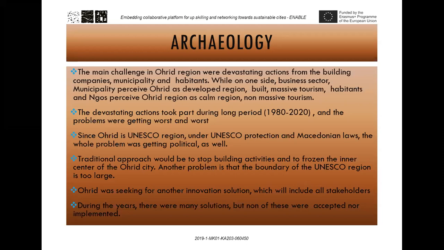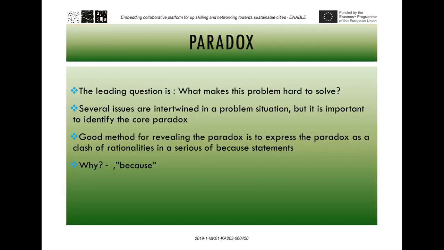Another problem is that, as I mentioned before, the boundary of the UNESCO region is very large. It's almost 100,000 hectares. So just imagine stopping all the building activities in a space of 100,000 hectares. So Ohrid was seeking another innovative solution, which would include all these seven stakeholders. And during the years there were many solutions, but none of these were accepted or implemented.